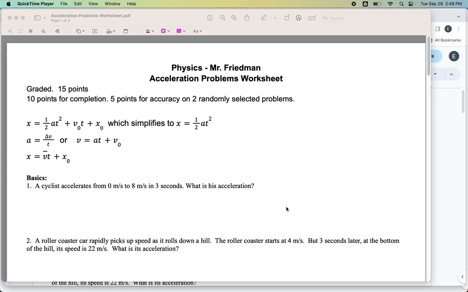Here's some helpful hints on this worksheet. Feel free to skip ahead if you don't need help on this particular problem.